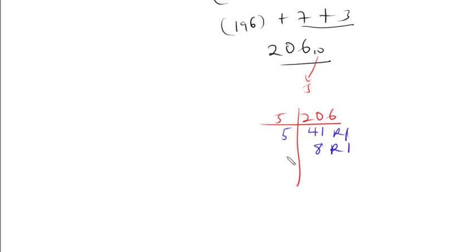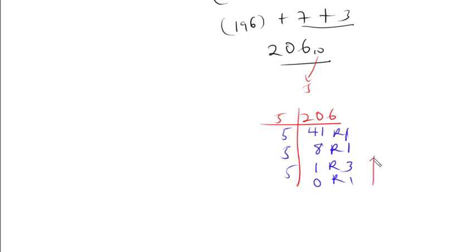Can 5 also go into 8? Of course yes. So I have to continually divide the number by 5 until I get a number that 5 cannot divide to get a whole number. So 5 goes into 8 one time, and that will be remainder 3. And 5 goes into 1, that is not possible, so we write 0, then we bring the 1 here.